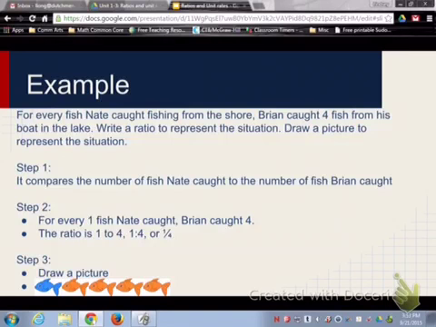So step 2, then we need to look at our numbers. So for every 1 fish Nate caught, Brian caught 4. So our ratio would be 1 to 4, or writing it your three ways, 1 to 4 with the word, 1 colon 4, or as a fraction, 1/4. And then our last step is to draw a picture to represent the situation. So if we're talking about fish, we're going to use fish. Nate's fish are blue and Brian's fish are orange. So there are 4 orange fish and there's 1 blue fish, so that gives us the 1 to 4 ratio.